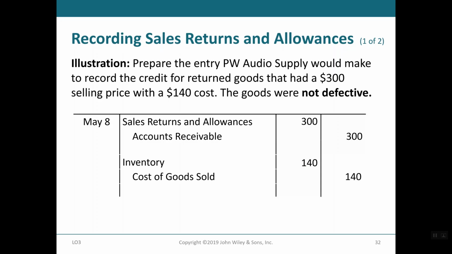Then we come to the expense side. The inventory is 140, and our cost of goods sold is a reduction in our expenses, which is 140, and an increase in our inventory because the goods were returned back to us. It increased our inventory by 140, and then our cost of goods sold by 140 credit.